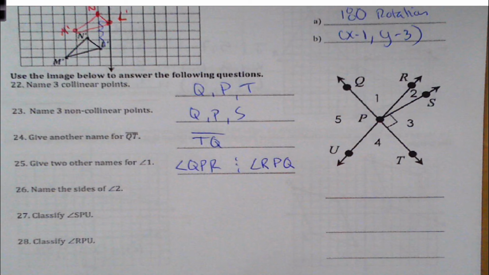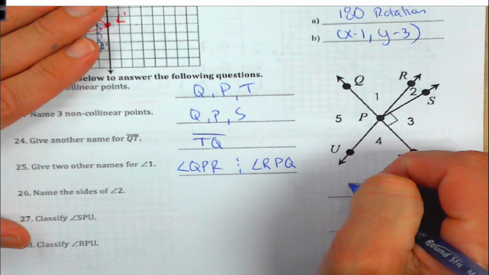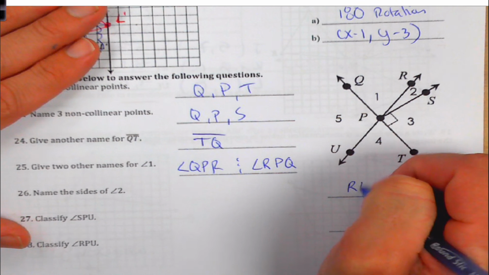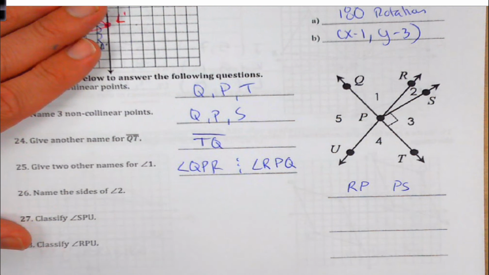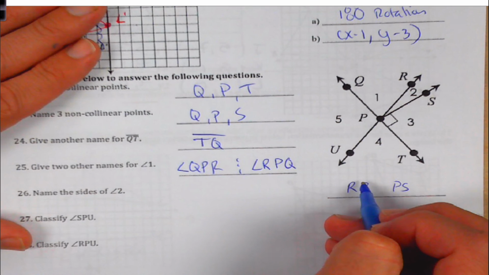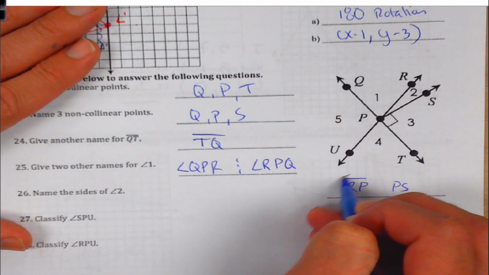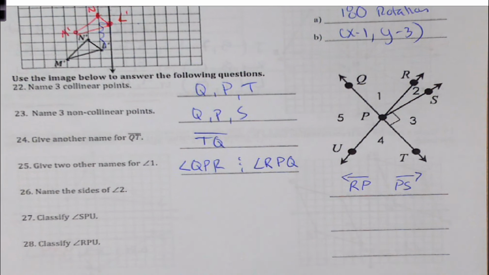Name the 2 sides of angle 2. So angle 2 is right here. We have RP and SP. Now technically they're rays, but if you were just to write them as segments, I'd give you credit. But if I were to do this correctly, they're rays starting at P going towards R and starting at P going towards S. And that's officially how we would do it.